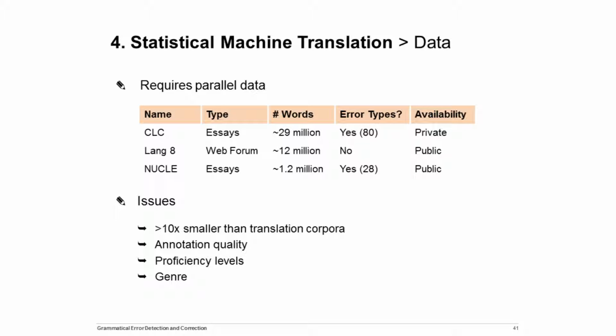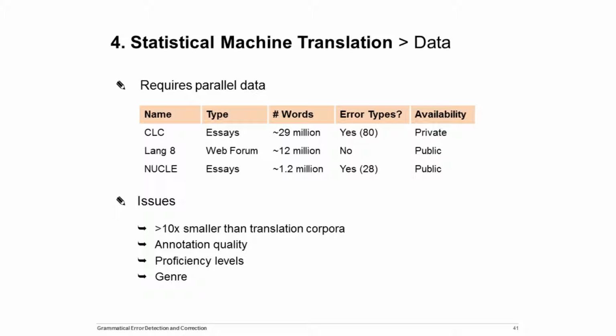Another question is proficiency levels. So there are all sorts of different levels of English, and the one you might be working on might not be appropriate to what you're trying to predict. So if you're predicting like very beginner English on a corpus of fairly advanced English, it's not going to work that well. Similarly, genre is another topic.